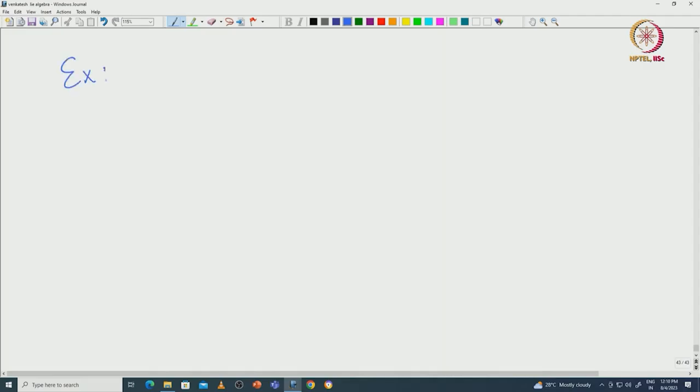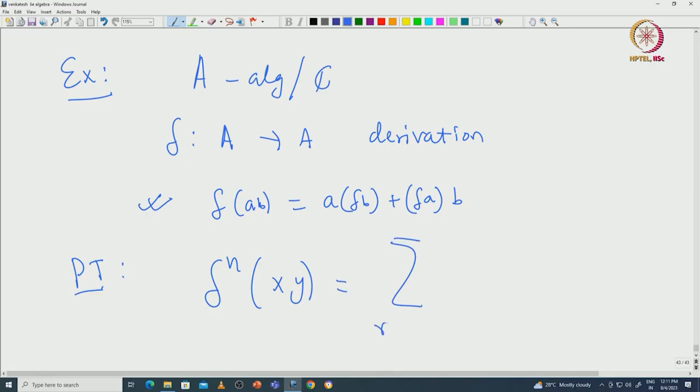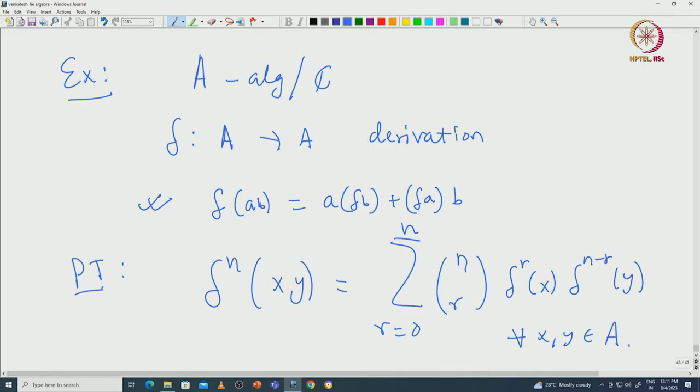So here is the exercise. Again, start with an algebra over C. Then take delta to be a derivation, that is a linear map satisfying the rule delta of AB equals A delta of B plus delta of A times B. Now what I want you to prove is that if you compose delta n number of times and act on xy, then it has this very nice formula. This formula you must have seen in calculus. The similar formula works here also. Sum over r of n choose r, delta r of x times delta of n minus r of y, and this is true for all x, y in A. This is just done by induction.